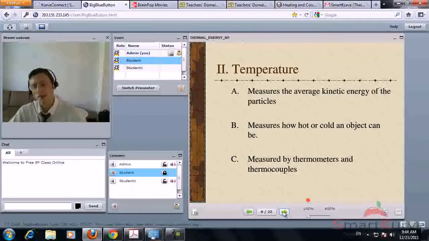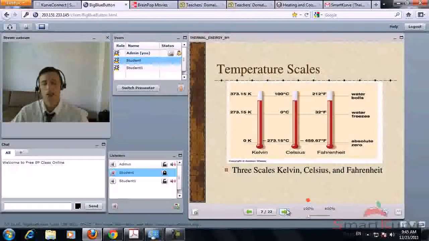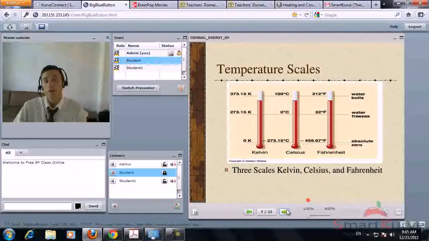And that's the point you can see in C. We measure temperature with a thermometer. So how does a thermometer measure the kinetic energy of these particles, the kinetic energy of atoms and molecules? Well, let's move on to the next slide and take a look. Here we have a picture of 3 thermometers. We're looking at 3 different scales, but what I want you to think about first is the thermometer itself.